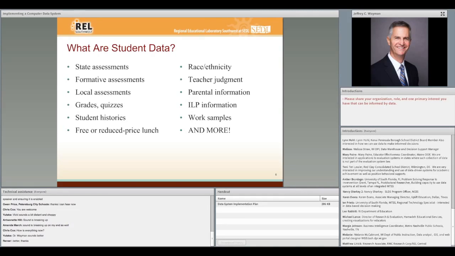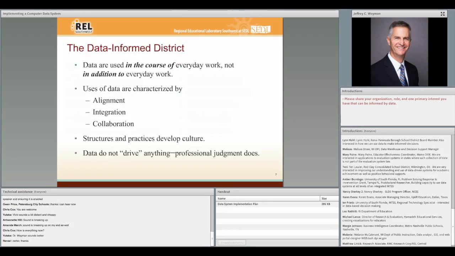There are so many different forms of data in my definition because I define data as anything that helps educators know more about their students. So that includes grades, quizzes, parental information, teacher observation, work samples, all sorts of different things. So I want you to know we're casting a wide net about student data. We are talking about assessment, but we're not only talking about assessment. We're talking about a lot of things.